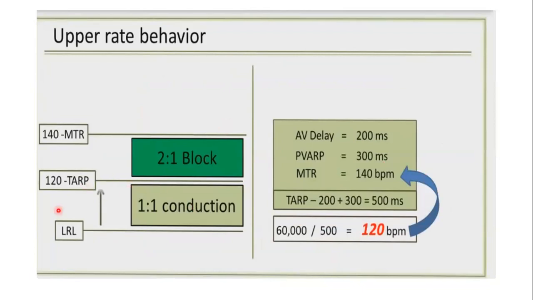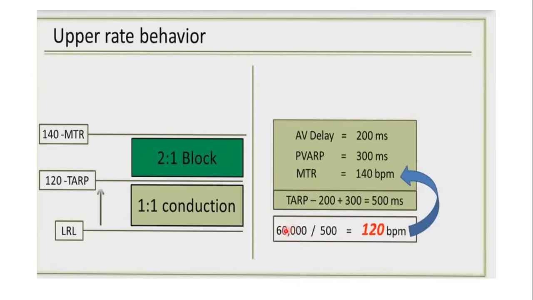upper rate behavior, since we said that it is the total atrial refractory period and the maximum track rate that usually affect it. If we want to program our pacemaker, we look at the duration of the AV delay, we add it to the PVARP, which will give us the total atrial refractory period. And if we divide this into our basal rate, which is given as 60 beats per minute.